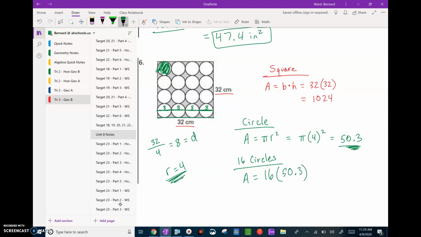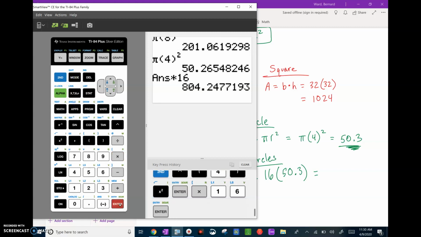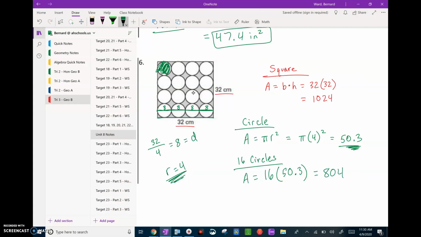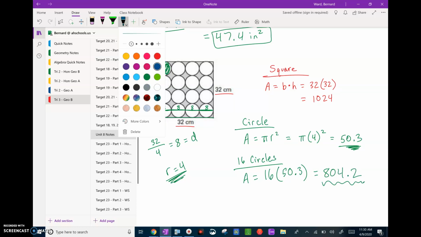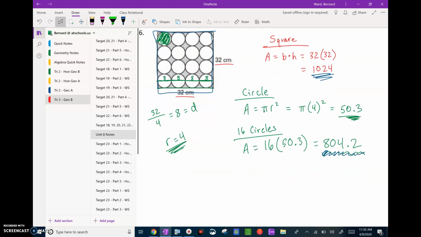So 50.3. When we go back to our calculator, we have our 50.3 sitting there. If we just hit times 16, now it'll take that area and make it the area of 16 circles. So all 16 circles take up 804.2. And now that's the number we want to work with. The reason is our whole square area is 1024, but we want to take away the 16 individual circles. So now we have to subtract 804.2.